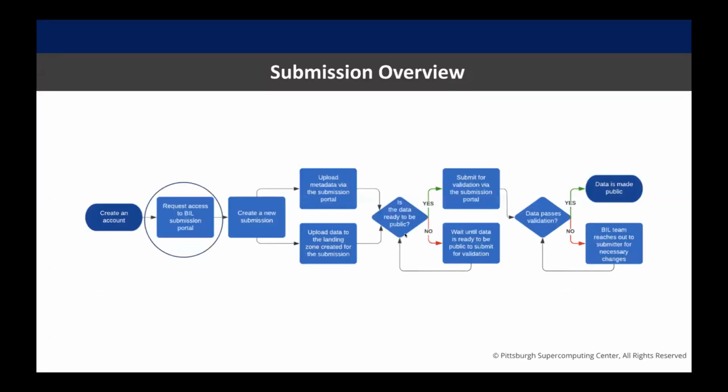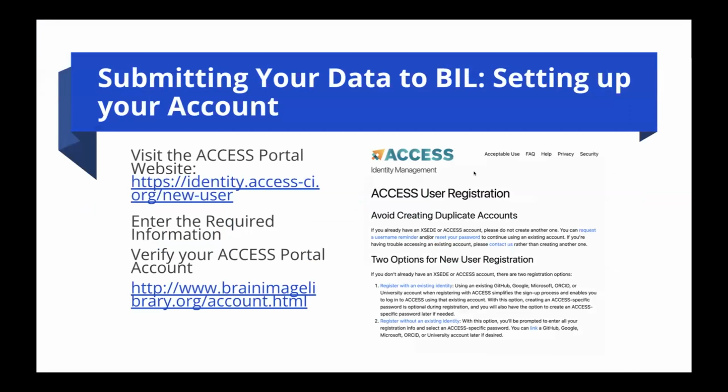So the first thing you'll need to do to actually get onto BIL is to request an account. I believe everybody here has an account. If not, that's okay too. Please follow along the best you can. But if you are going to create an account at BIL, the first thing you need to do is visit the Access Portal website. This website is where you'll fill out some information and get back a login for the Access portal. Those links are located here and here, as well as on our brainimagelibrary.org website.